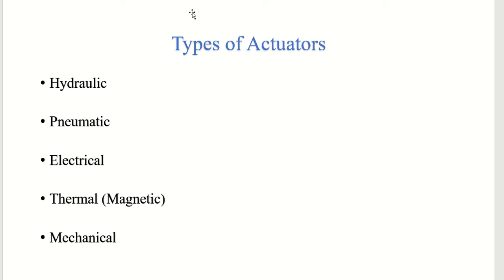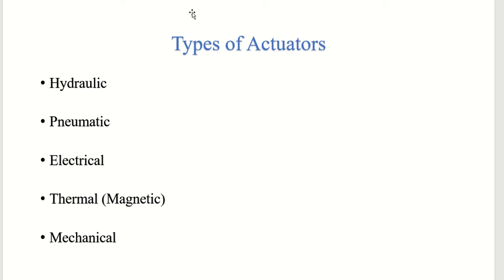Then you have electric actuators, and electric actuators are most commonly used, by the way, because they don't require any specialized mechanism in order to operate. These actuators work on electrical energy, and they turn it into mechanical energy. You will see so many IoT devices using electrical actuators.